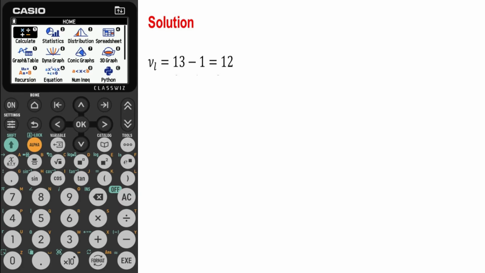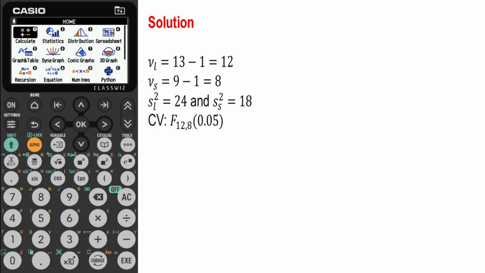We have the larger nu, which is equal to 13 subtract 1, which is 12. Then we have the smaller nu, which is equal to 9 subtract 1, which is equal to 8. We have s larger squared equals 24 and s smaller squared equals 18. We can find the critical value at 5% with 12 degrees of freedom for the column and 8 degrees of freedom for the row. We can do this using the distribution application.